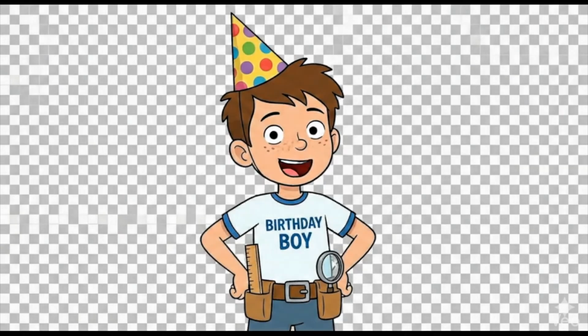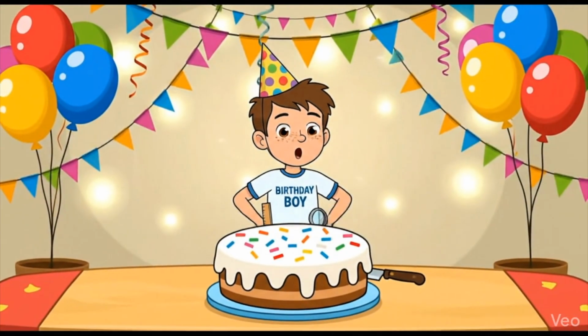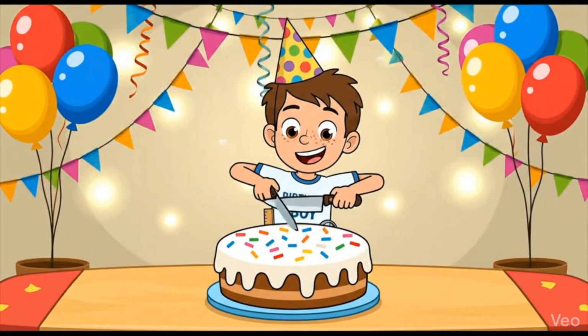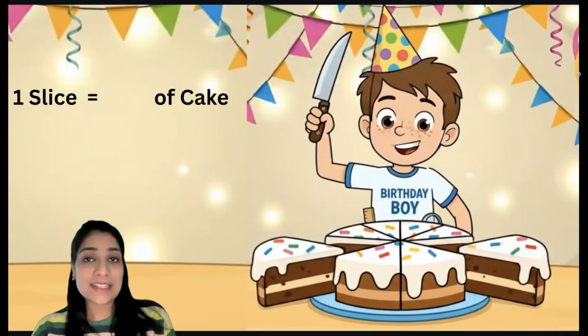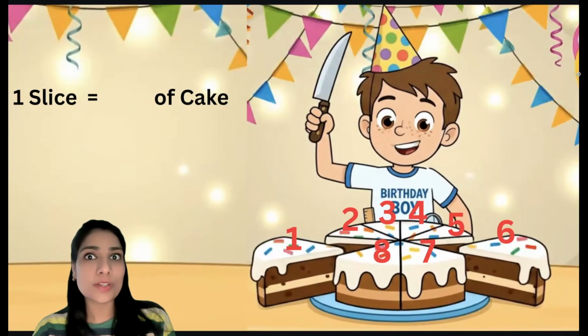Well, it's cake ceremony time. Frankie cut his cake into how many total parts? 8. He wants to know how much one slice is of the total cake. Well, parts being considered is 1 and total parts are 8. So one slice is 1 out of 8 of the cake.